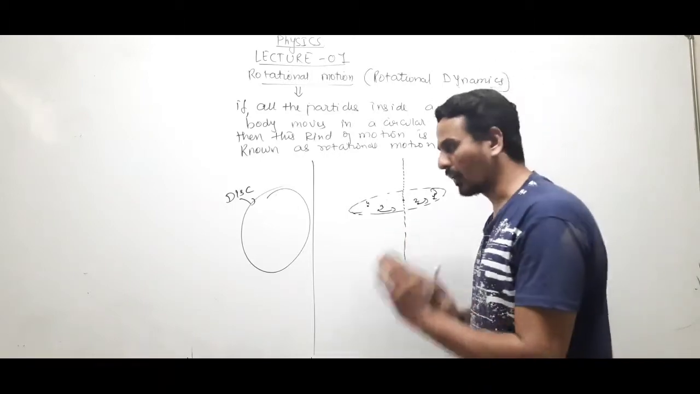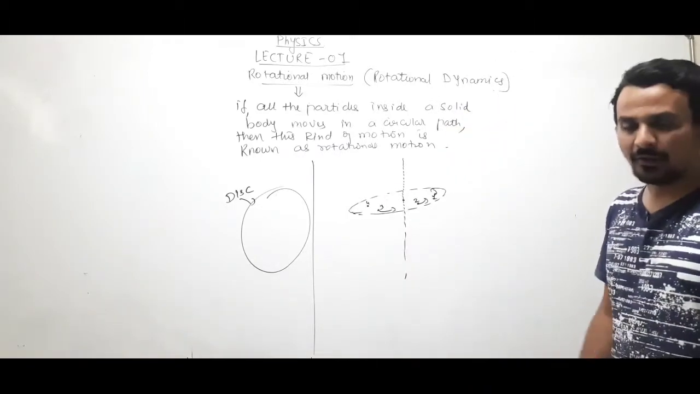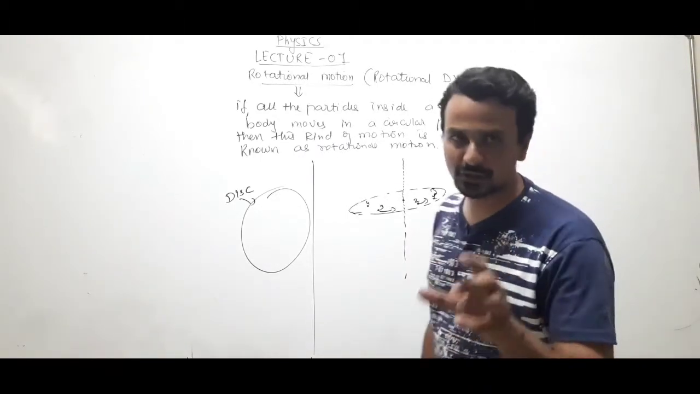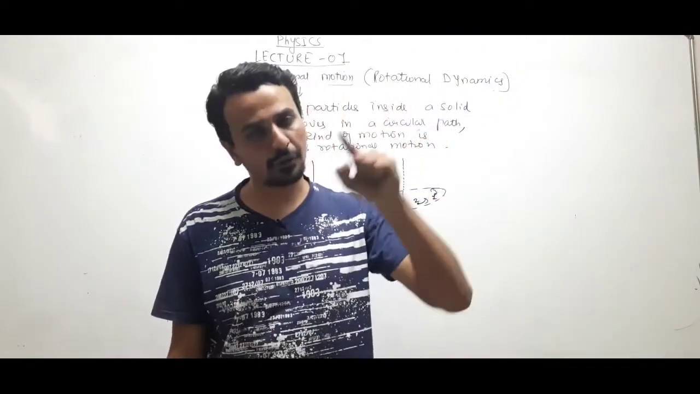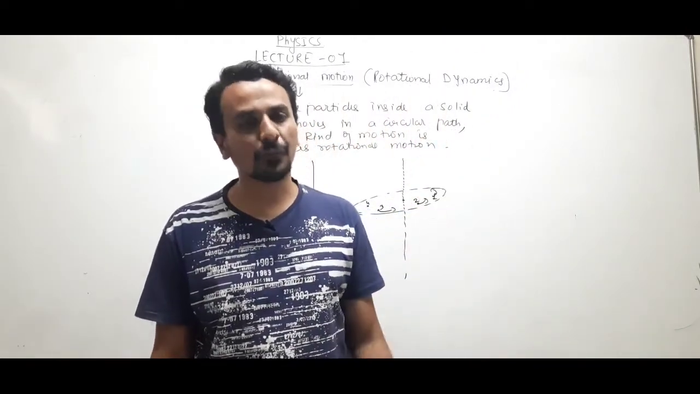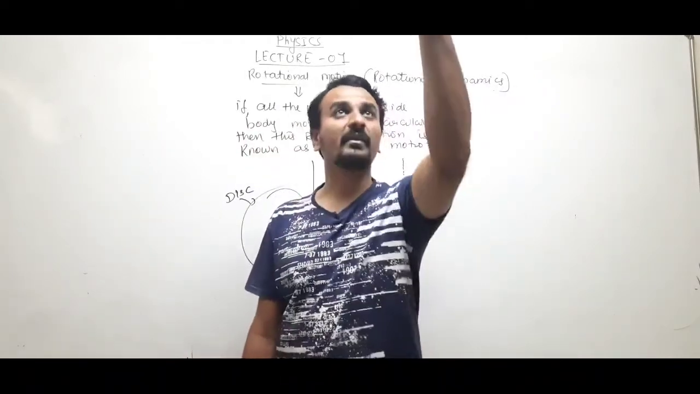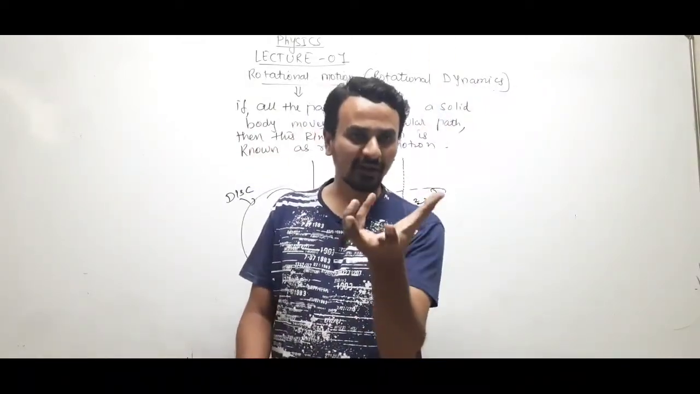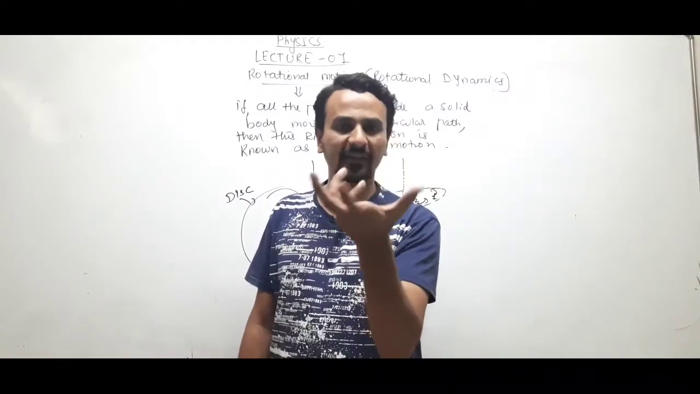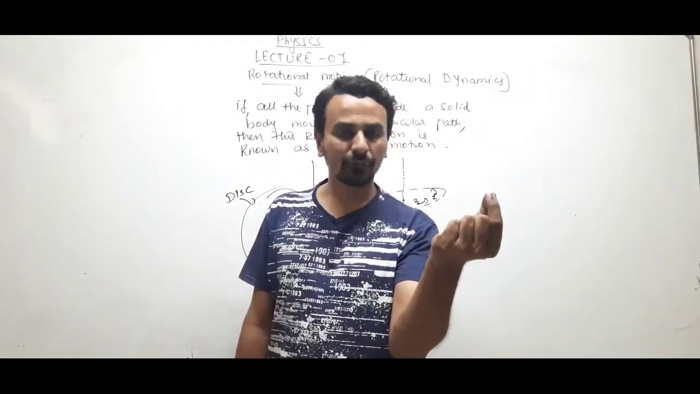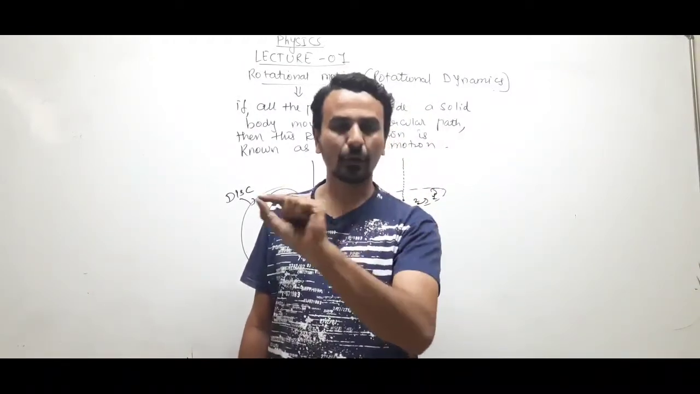First of all, once again, what is rotational motion? When all the particles of a solid body are moving in a circular motion, then such a kind of motion is known as rotational motion. That means if this is a body, this is an axis, right? If the body is moving either this way or this way, then all the particles of the body will be moving in a circular manner.